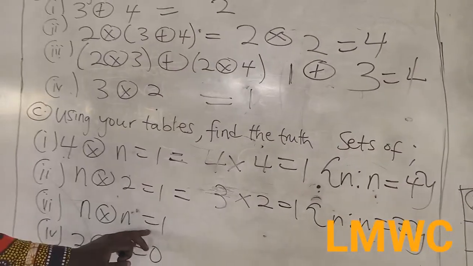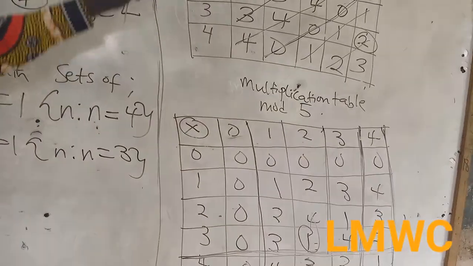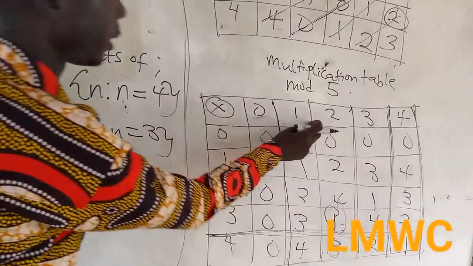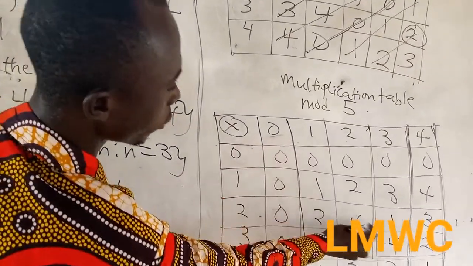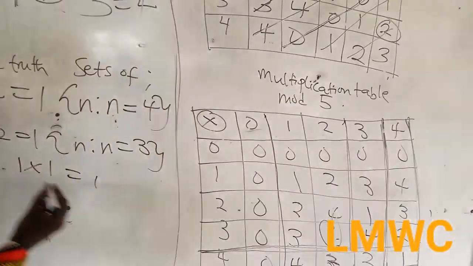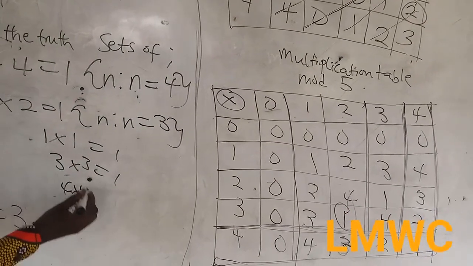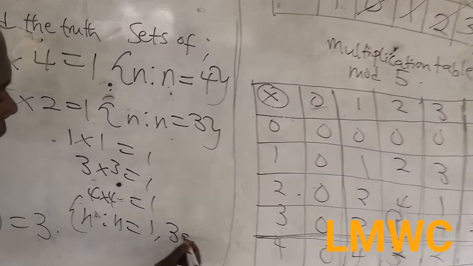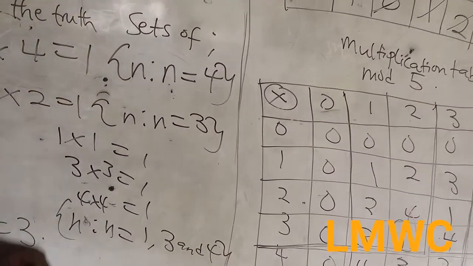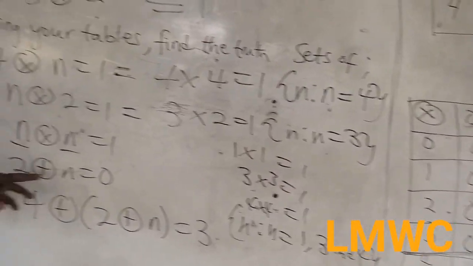n times n is equal to 1. 2 same numbers, if you multiply them, you get 1. They are talking of multiplication table, but not addition table. 1 times 1 is 1. So one of the numbers is 1. 2 times 2 is 4, no. 3 times 3 is 1. So one of the numbers is 3. 4 times 4 is 1. So the numbers are 1, 3, and 4, because these same numbers, if you multiply them, you get 1.